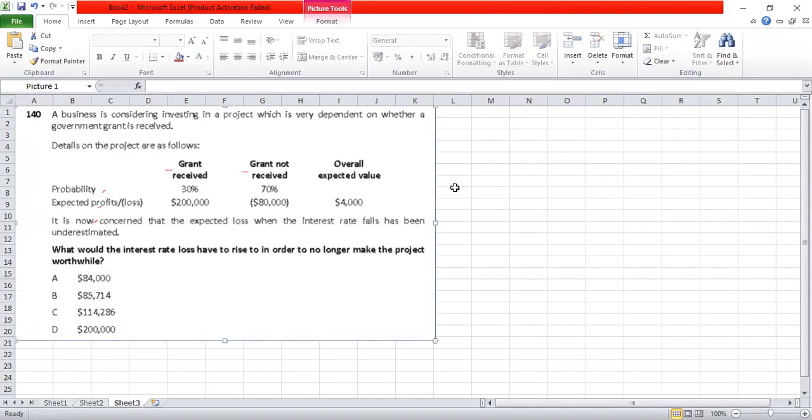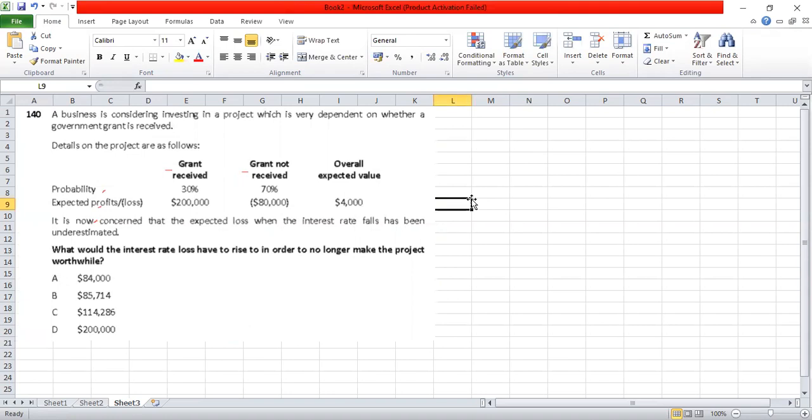Let's take up the next question. Question number 140. I hope you're able to see the screen. A business is considering investing in a project which is very dependent on whether a government grant is received. Details of the project are as follows. Grant is received, grant not received, overall expected value.